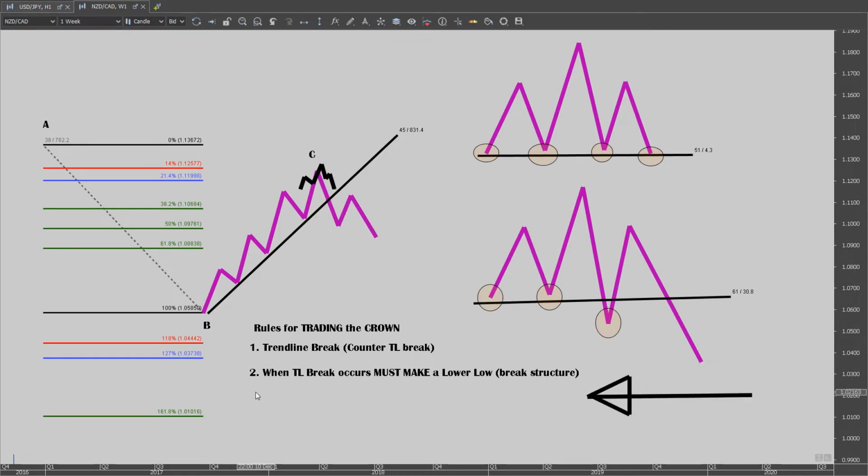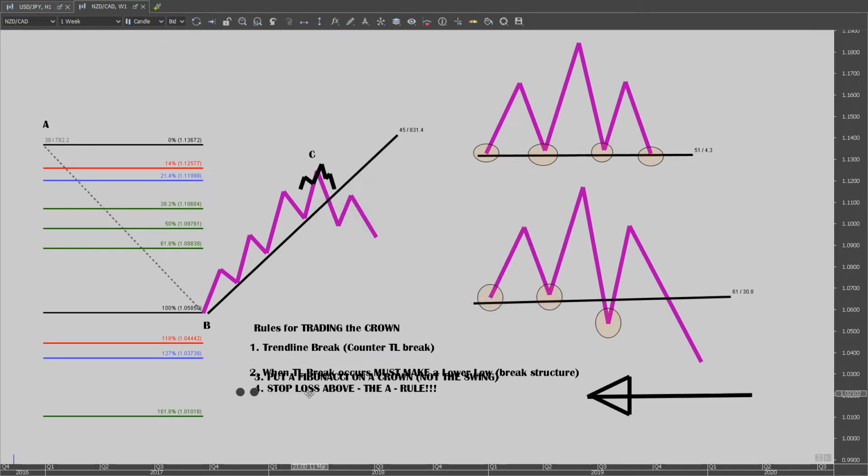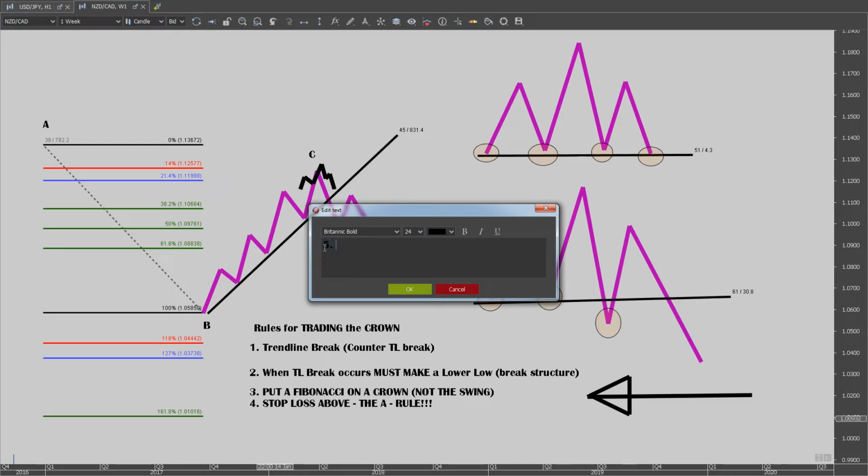Number 3 is the most difficult one because of the risk reward. Put a Fibonacci on a crown, not the swing. And number 4, stop loss above the A. This is a rule. So we have: put a Fibonacci on a crown, not the swing; stop loss above the A; and of course number 5 is going to be risk reward.